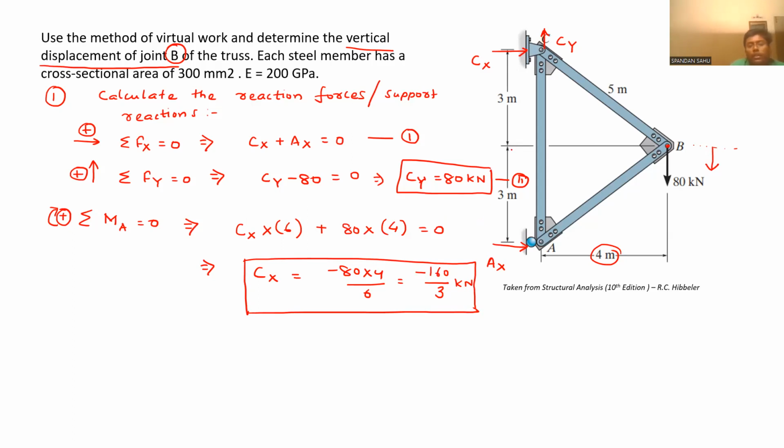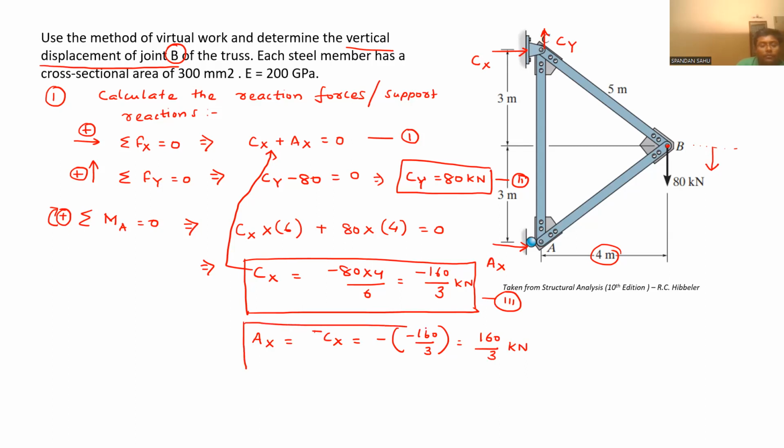Now after we are done with Cx, let this be equation 3. We can substitute this Cx value in equation 1 to get Ax value. So after substitution, we are getting Ax equal to minus Cx, which will be equal to minus of minus 160 by 3. That will be equal to 160 by 3 kilonewton. So with this, we calculated all those reaction forces.